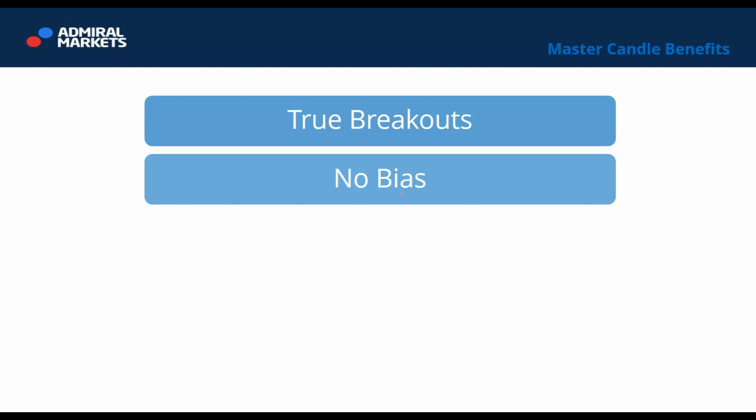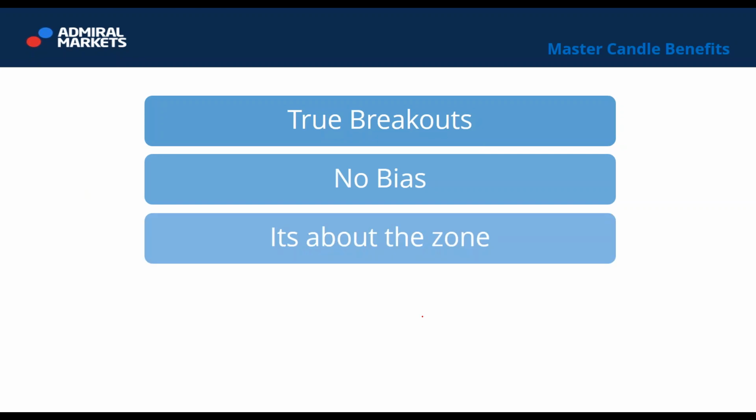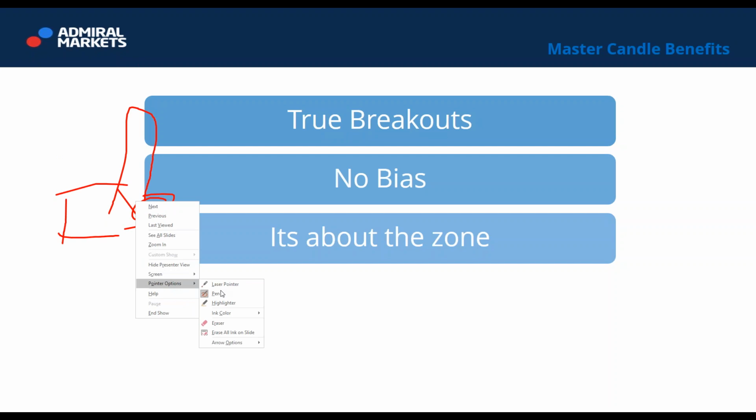So it's a true breakout. We don't have any bias. We go up or down on the master candle breakout. It's always about the zone, okay? Always about the zone, because as I said, we can use the zone for the next confluence spot. If we see that this zone has a confluence with other factors on the next break or next retracement, we can also count this zone as one of the confluence points.